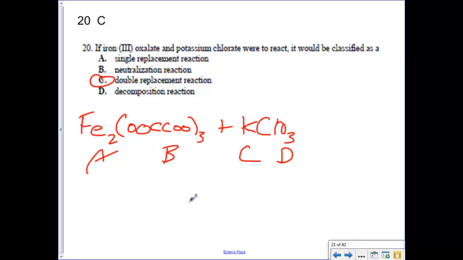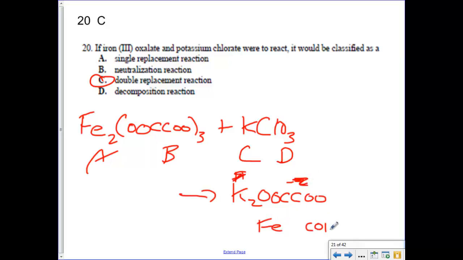I think we need to know that double replacement reaction for a follow-up question, so I'm just going to find it right now. It's going to become potassium with oxalate. And since potassium is a +1 and oxalate is -2, you're going to need 2 potassiums. And then you're going to want your iron to go with your chlorate. Iron, though, is 3+ and chlorate is 1-. So you're going to need 3 of those guys. Just maybe see whether I can make this a little bit neater.